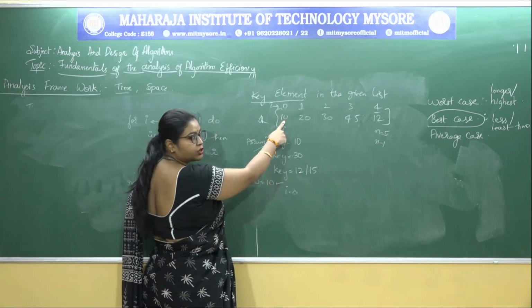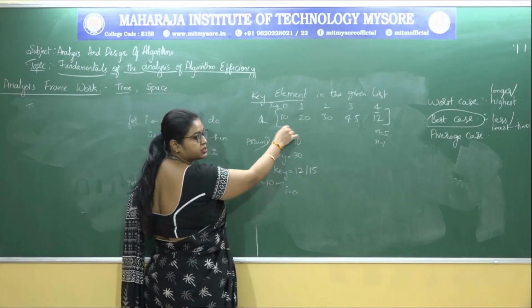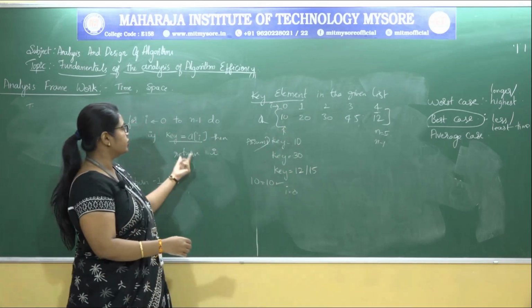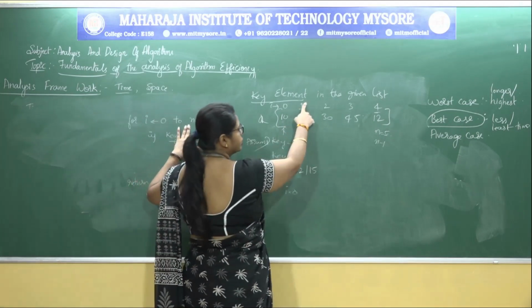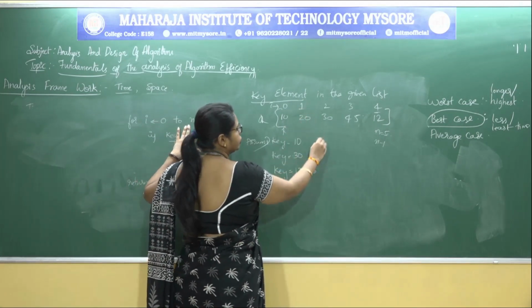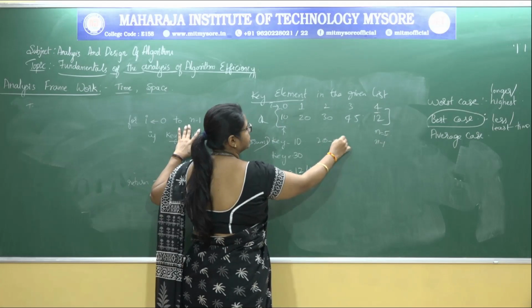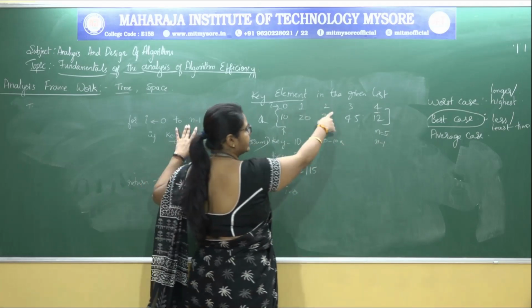Okay, when i is equal to 0, is 10 equal to 30? False. So i gets incremented, and it is not going to return i. Instead of that, i gets incremented. i is 1. So in the first position we have 20. Is 20 equal to 30? This is also false. If it is false, i gets incremented.